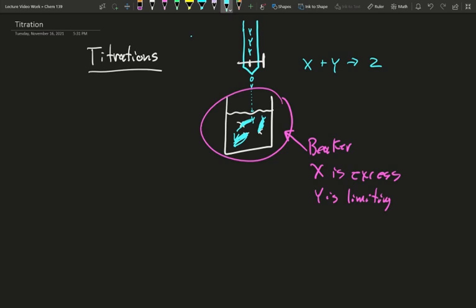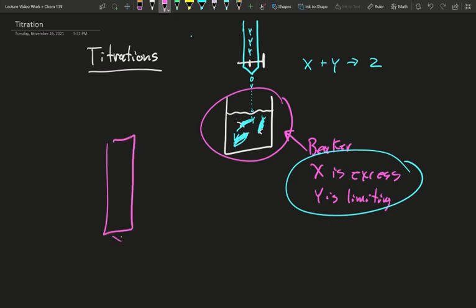Little by little, we change this relation. So originally there'll be some amount of X and no Y, but we'll add a little bit, and then we'll add a little bit more, and a little more. And as we keep adding, eventually they'll be equal, and if we add another drop, we'll have excess Y. Over time, we change which is limiting inside that beaker.